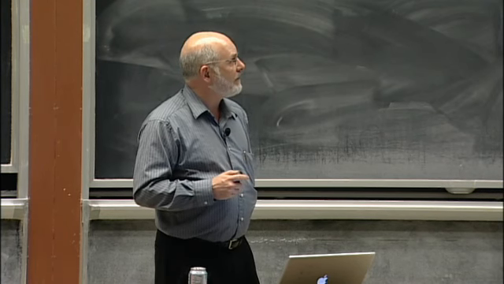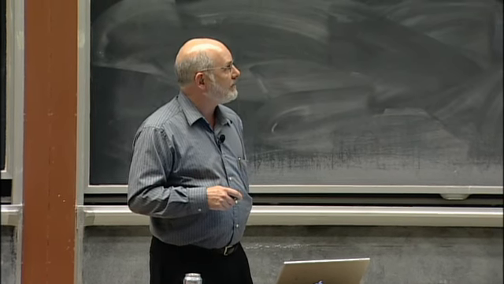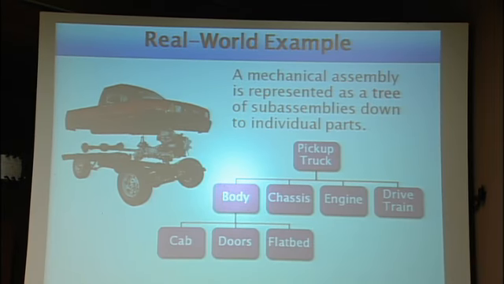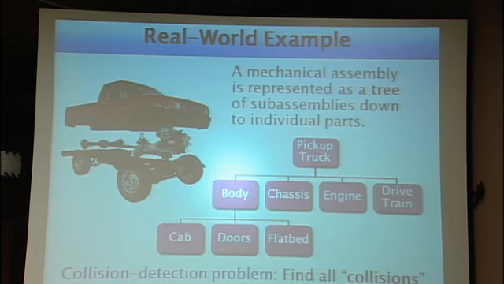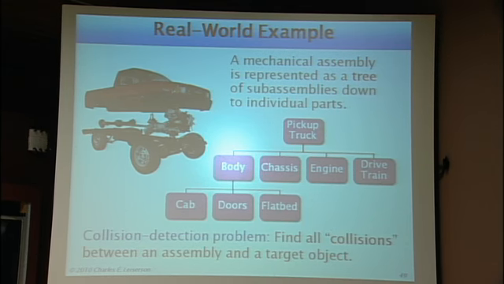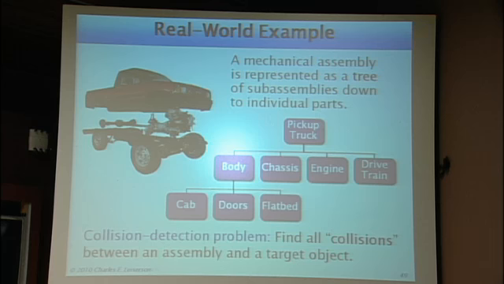Here's a real-world example. A company had a mechanical assembly represented as a tree of assemblies down to individual parts. So a pickup truck has all these parts and all of these extra subparts, all the way down to some geometric description of what the part is. And what they want to do is the so-called collision detection problem, which has nothing to do with colliding autos. What they're doing is saying, find collisions between the assembly and a target object. And that object might be something like a half space, because they're computing a cutaway. Tell me all the things that fall within this. Or it may be, here's an engine compartment, and does the engine fit in with it?